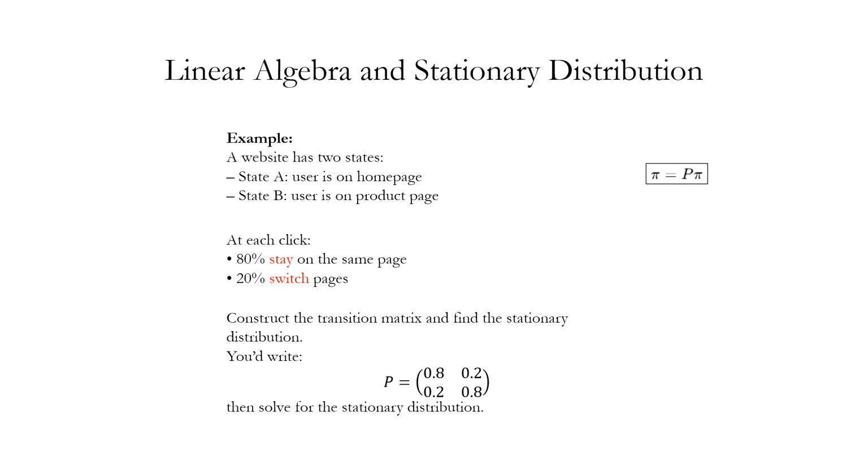Now we use that idea of recursion that we saw earlier, right? Pi is equal to P times pi. And then we restrict that the sum of pi is equal to 1. Okay, so the distribution has to be somewhat of a fraction, like 0.2, 0.8, or 0.5, 0.5, whatnot, okay? So we've got this transition matrix.